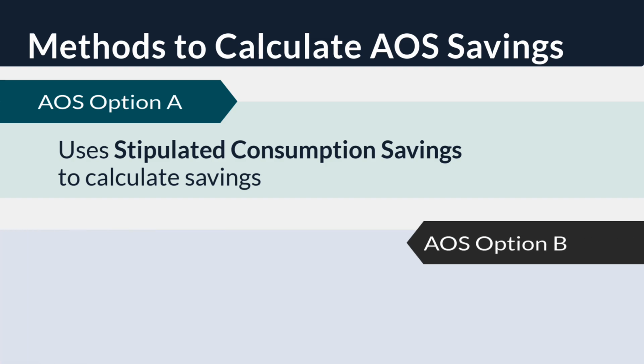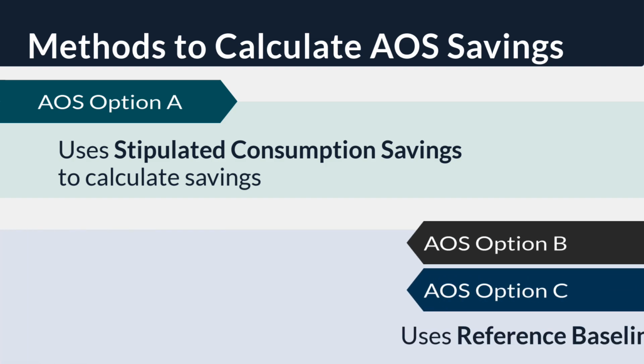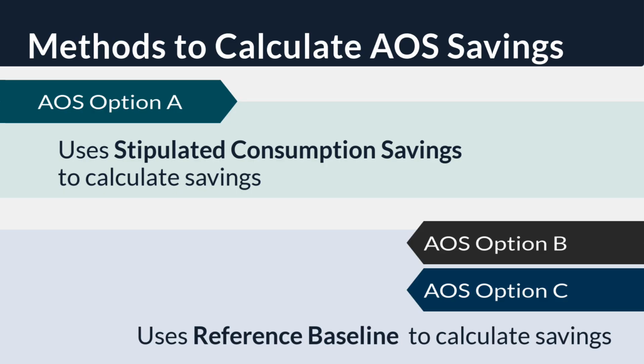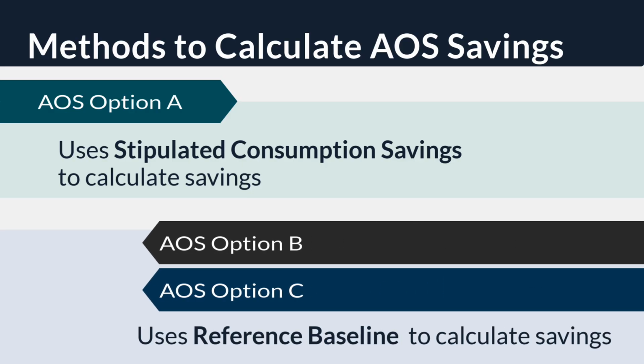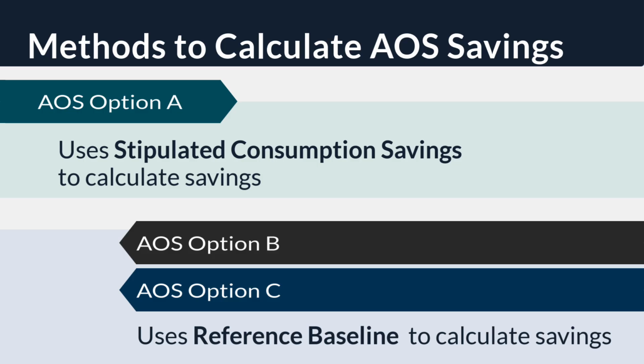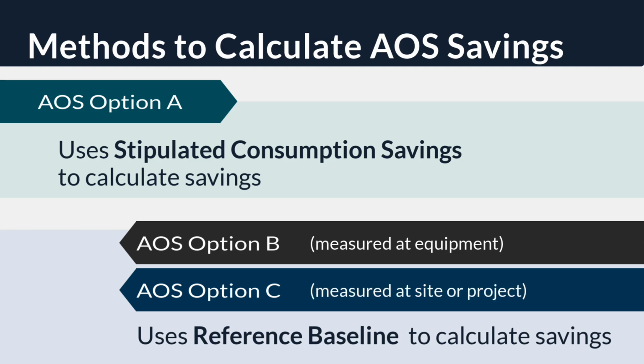AOS Option B and Option C both use a reference baseline to calculate savings. The reference baseline is the average of 3 years of historical utility consumption data. Each year, you compare actual current consumption against that reference baseline to determine your cost savings. The difference between the options is where utility consumption is measured. For Option B, utility consumption is measured at the equipment, while Option C is measured at the site or project.